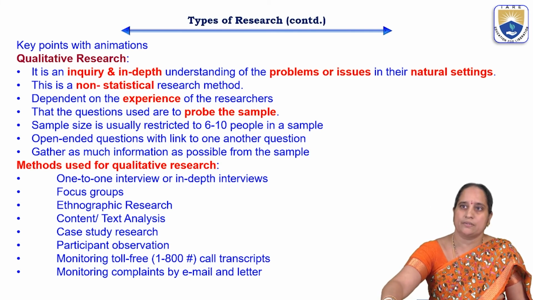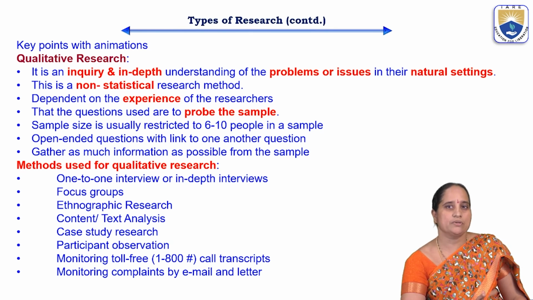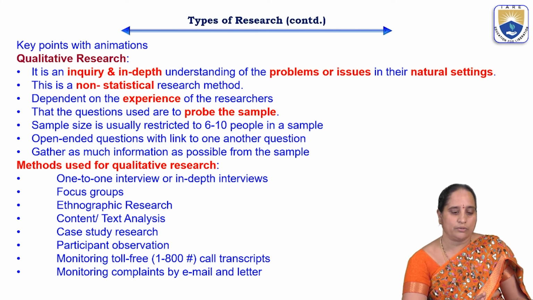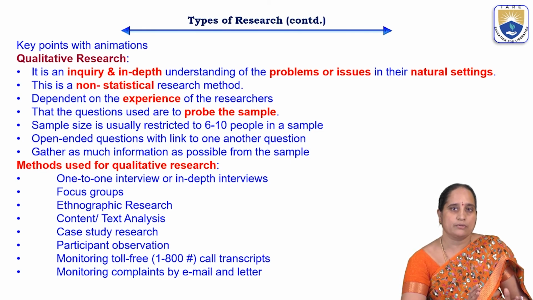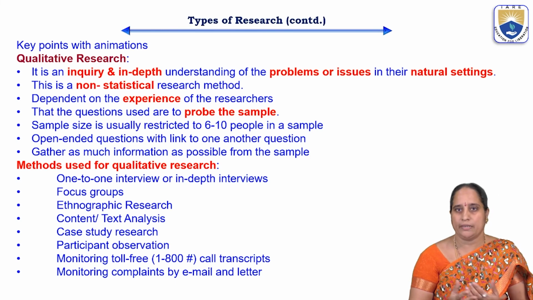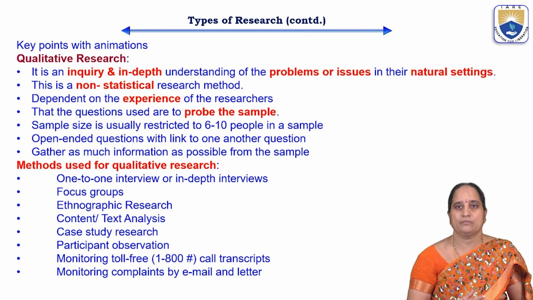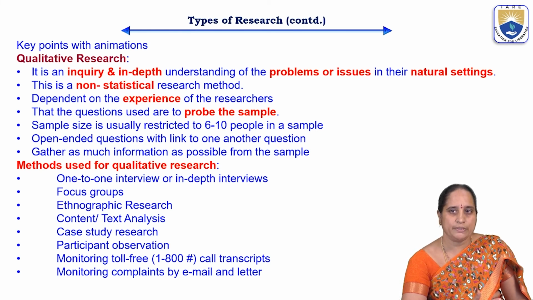It depends on the experience of the researcher, how well he is able to analyze a particular phenomenon. Basing on that, he conducts the qualitative research. The questions always probe the sample, so you cannot carry out the study for the whole universe or population. From a population, we consider only some part of the entire population which possesses similar characteristics. In general, the sample size is very small, around 6 to 10 people we consider, and we use open ended questions and gather more information from the sample, and then we analyze this collected data from different samples.